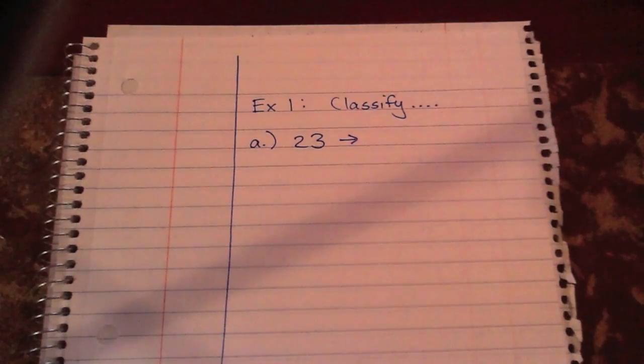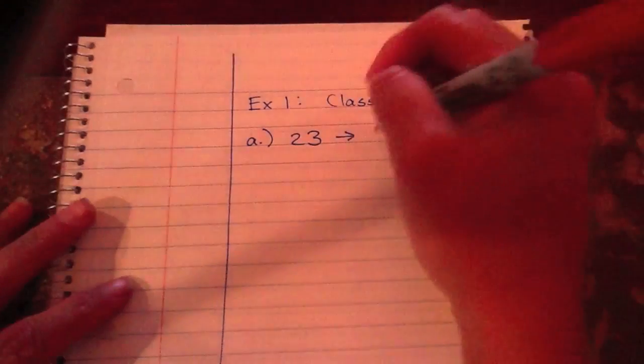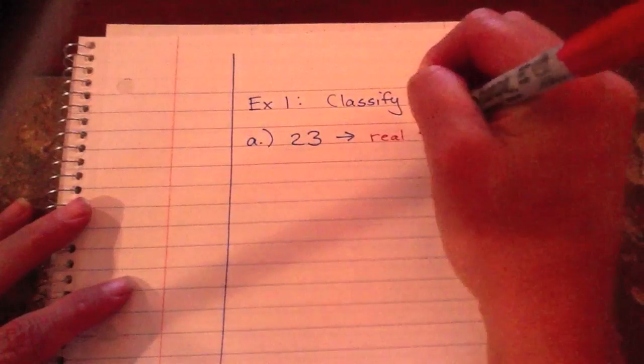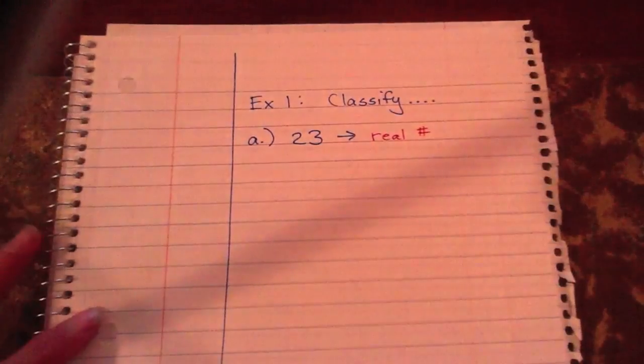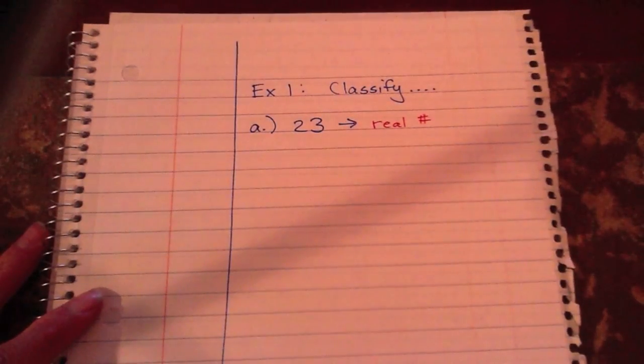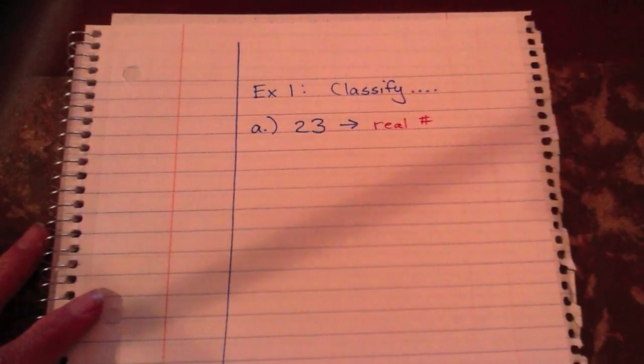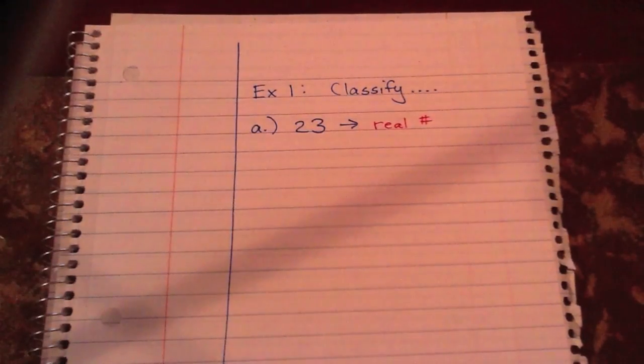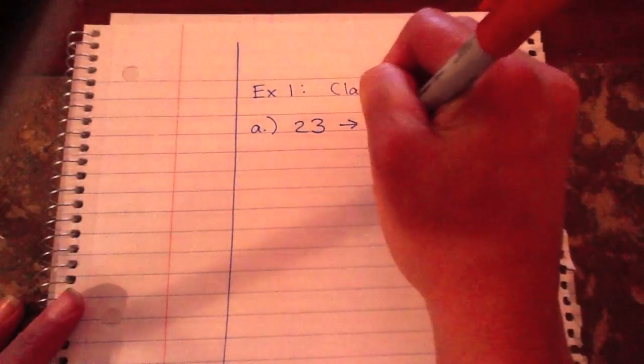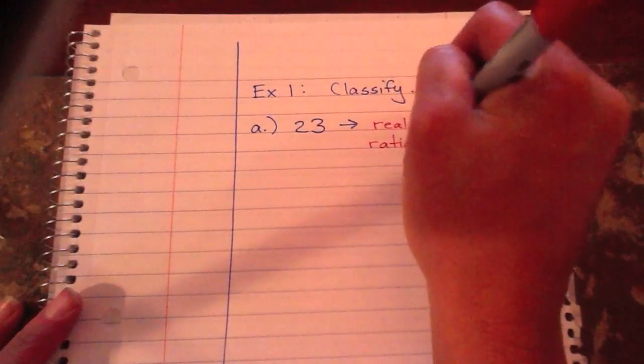So 23 is obviously a real number, because we've already talked about that. So we know it's a real number. And then you want to look from there, is it rational or is it irrational? That's the way I break these down. So I start, it's a real number. And then from there I say, okay, is it rational, is it irrational? It's rational because it can be represented just like the definition we talked about. So it falls under rational number.